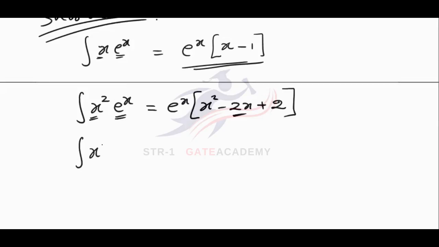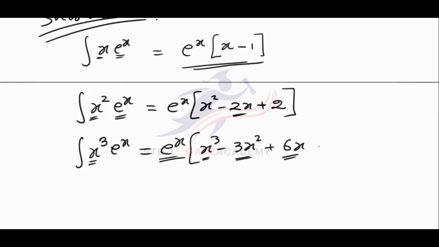Let's say x to the power 3 e raised to x. What should it be? e raised to x into, put this function x cube minus derivative of this, that is 3x square, plus derivative of this will become 6x, derivative of this minus 6. That's it. Single liner, you will get the answer. Clear?